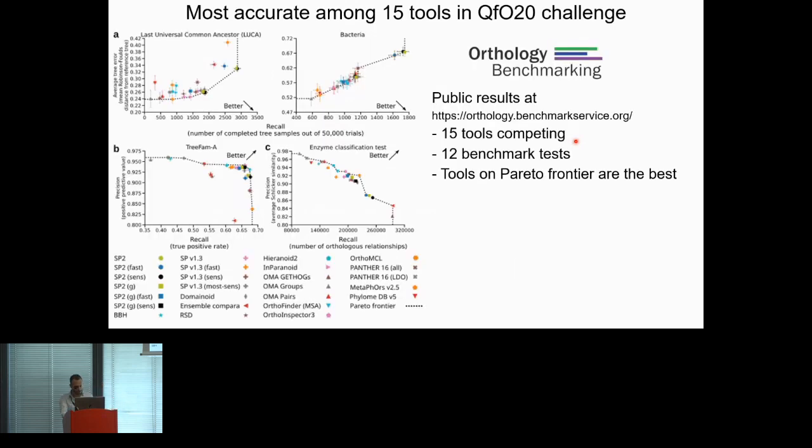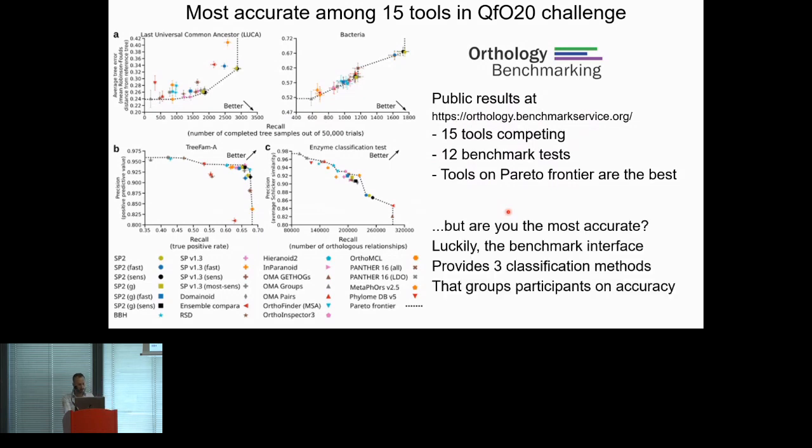And this is the important part. We are saying that we are the most accurate on the QFO20 challenge. This is a very nice tool from the community that allows people to test all the methods. In this case, there were 15 methods competing and 12 benchmark tests. These figures are only 4 of the 12 tests. Those that are close to or on the Pareto frontier are supposed to be the best. But you will agree with me that if you look at this, you cannot tell that I'm the best, right? It's difficult to tell.